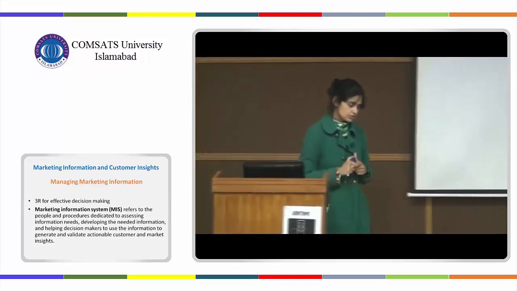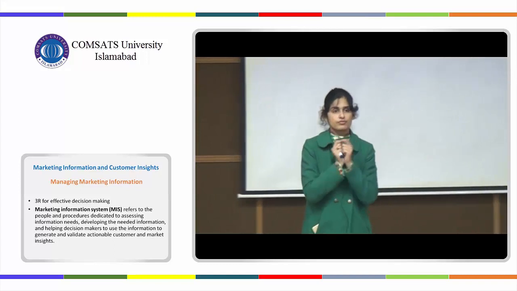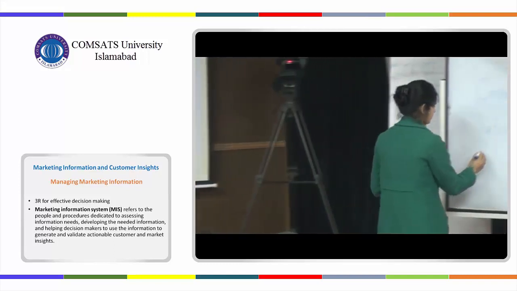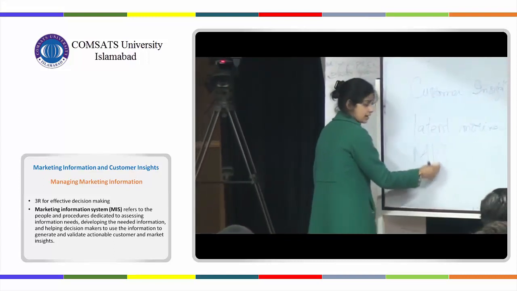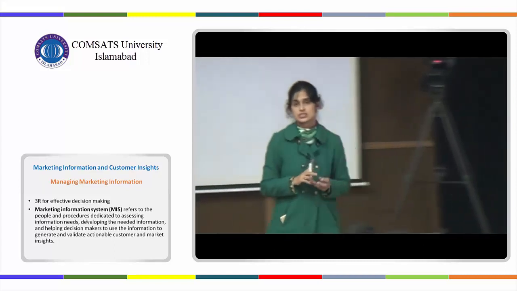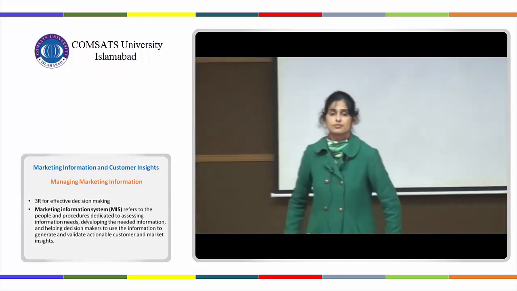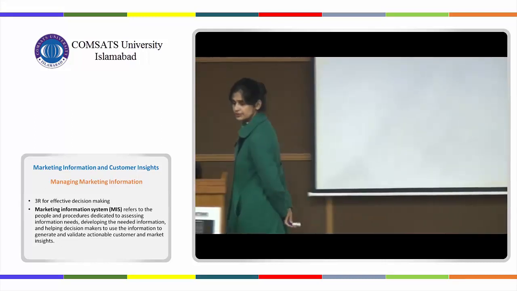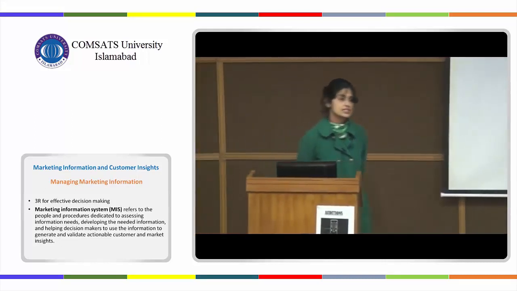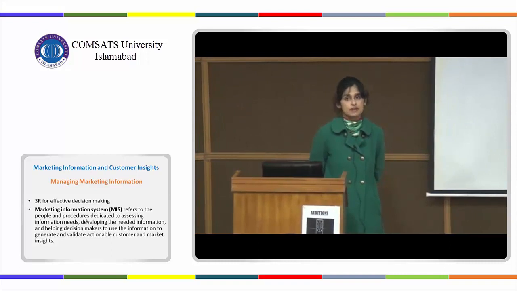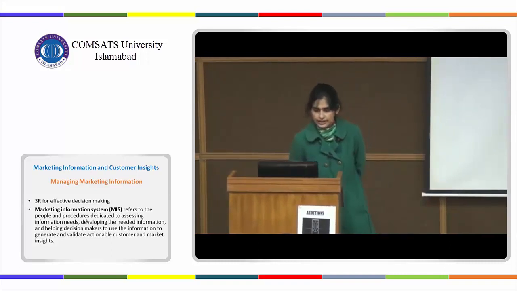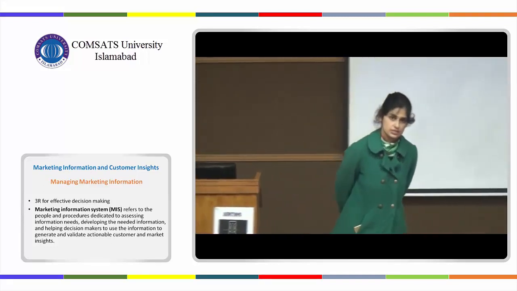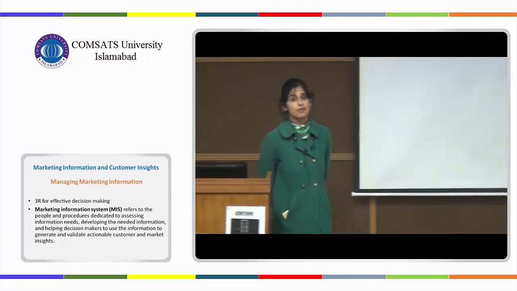Now coming down to the management of the information, there is a system called MIS. What is MIS? Marketing Information System. So the Marketing Information System talks about the procedures and the people who are dedicated to assessing the information needs, developing the needed information, and helping decision makers use that information. So it's a 3-step process. What's the 3-step process of MIS?